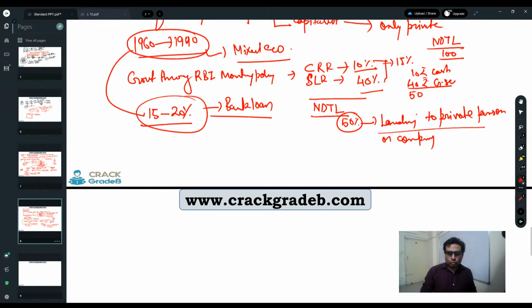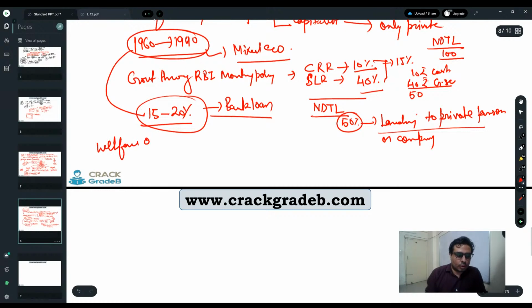And all these things, why? Because government wants to prevent private business, government wants to have a monopoly in production activity, because government feels that profit making is going to be some hurdle. We want to go for welfare of all. So government, rather than profit making, wants to go for welfare of all, welfare of common and poor people of India.